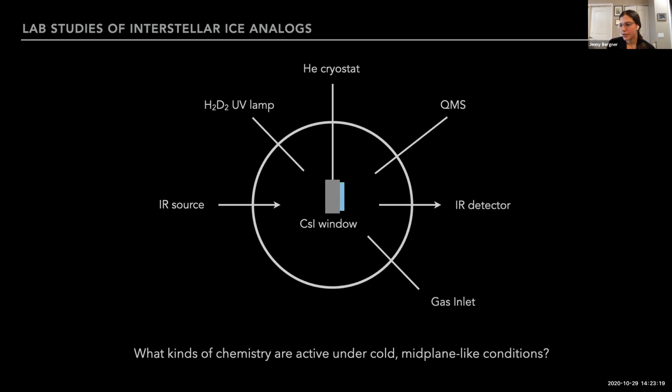So the questions that we would like to answer are what kinds of chemistry are active under these cold midplane-like conditions, and how important do we think chemistry in this sort of sheltered midplane of the disk is in reshaping material between the sort of interstellar stages of star formation and the ultimate kind of accretion of planetary bodies.